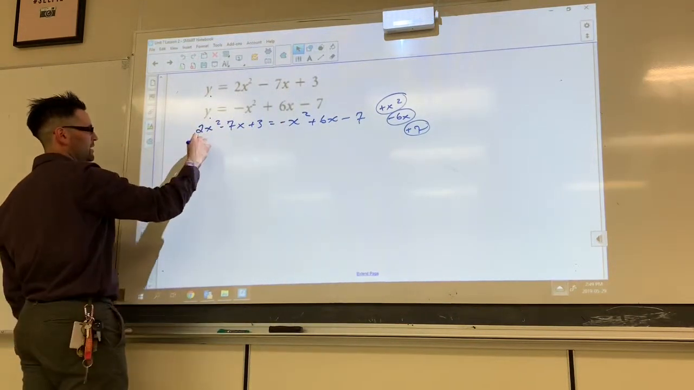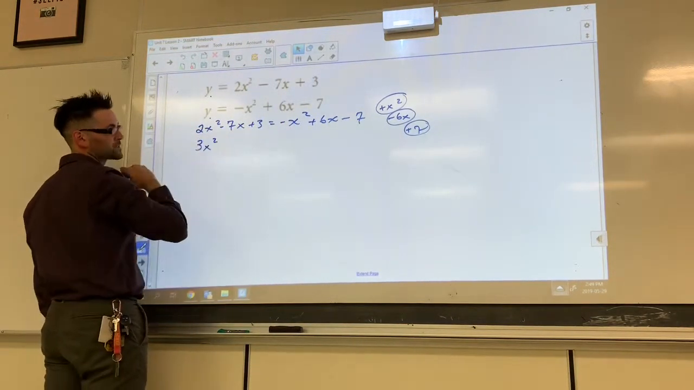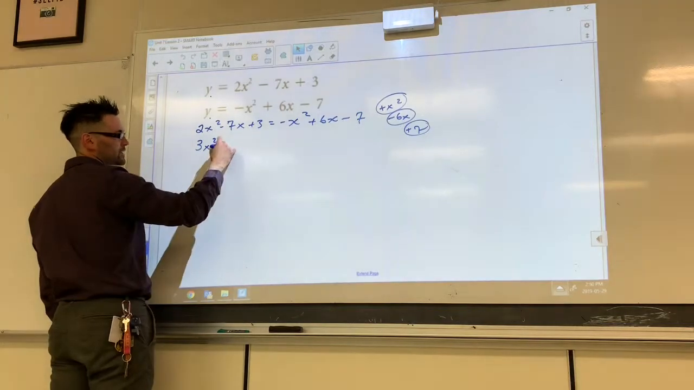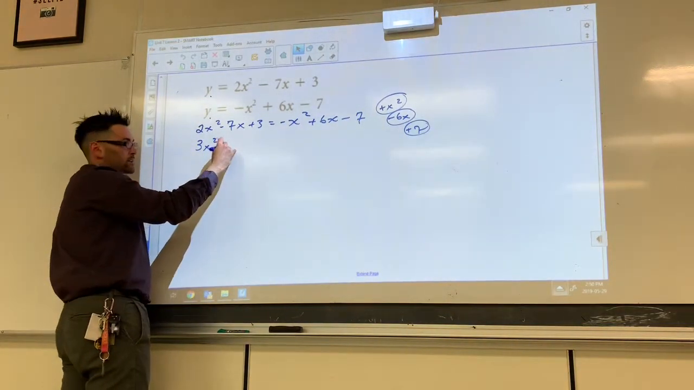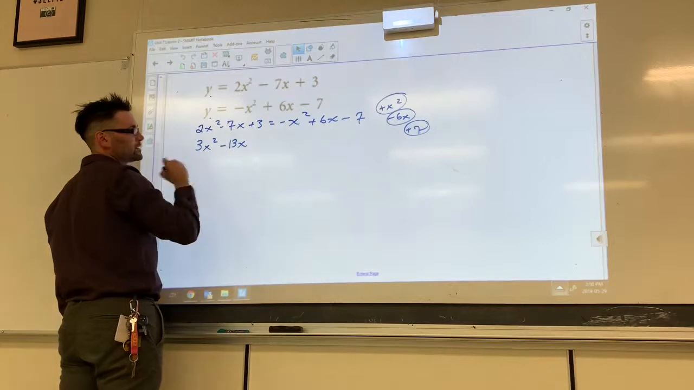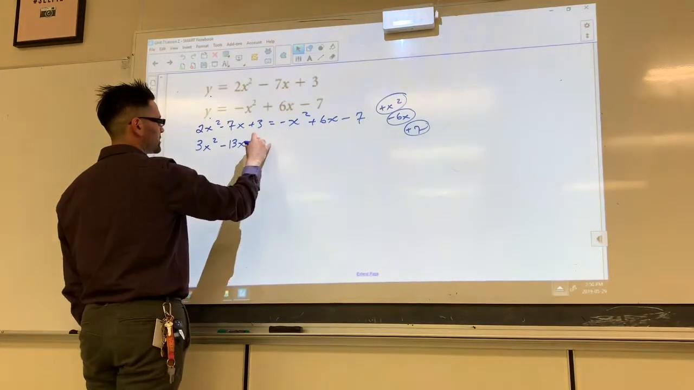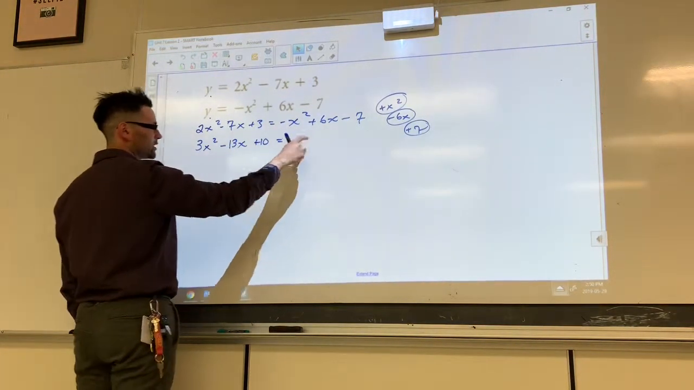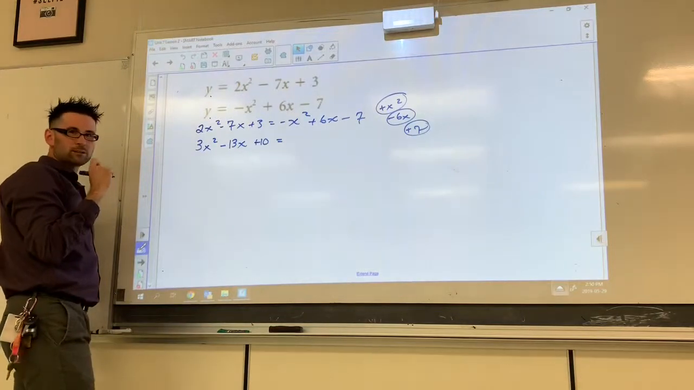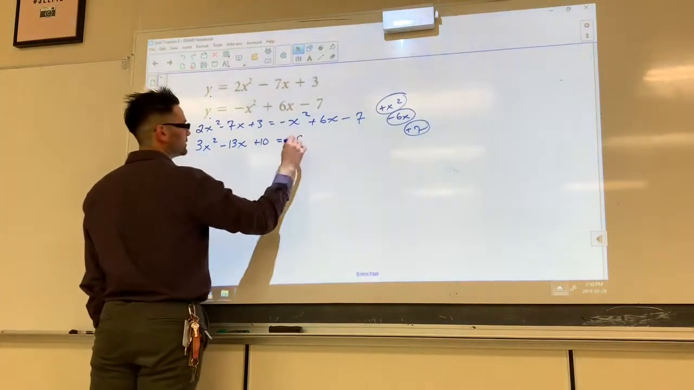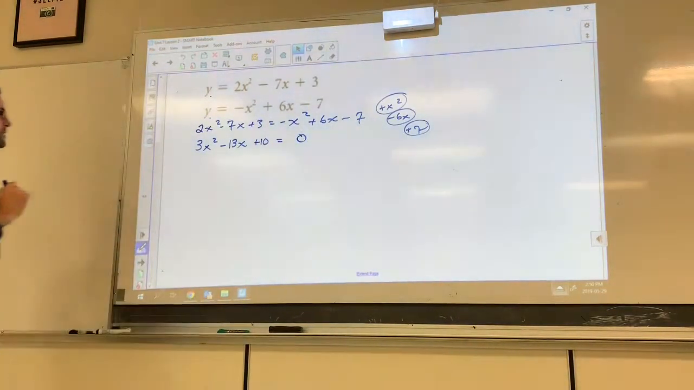So I'm going to add x squared, so you get 3x squared. I'm going to subtract 6x. So what do we get? Negative 13x? Yep. All right. And then I'm going to add 7, so I get plus 10. And then $1 million question, the right-hand side is now equal to 0. Good. Nothing gets by you guys.